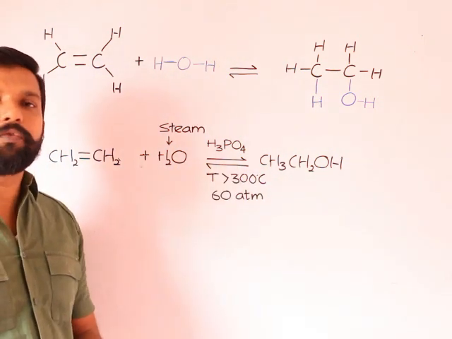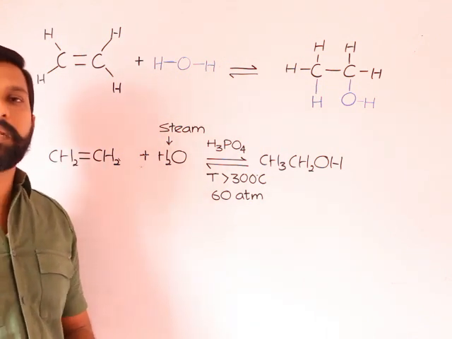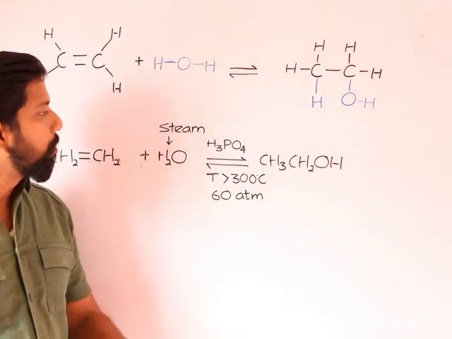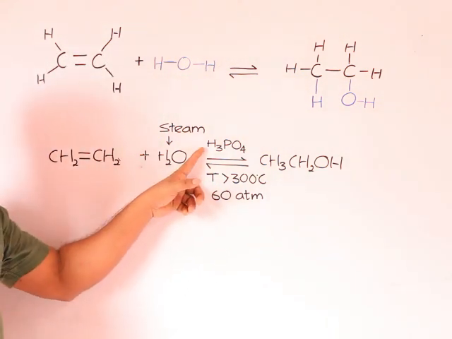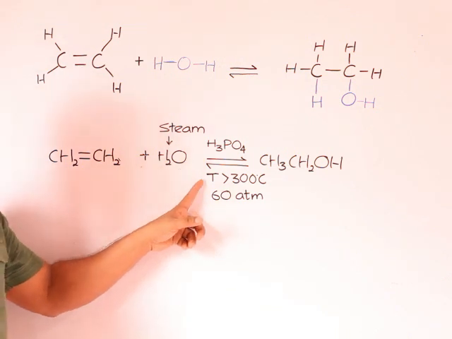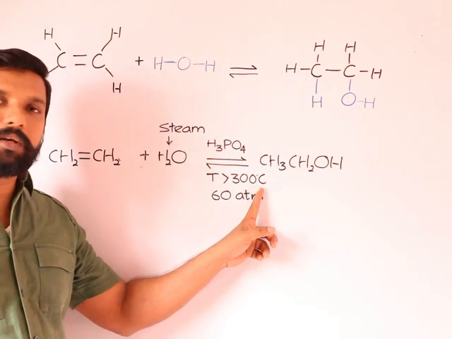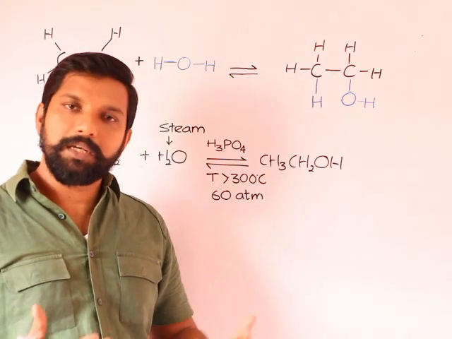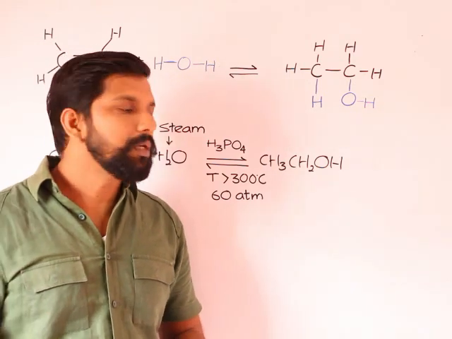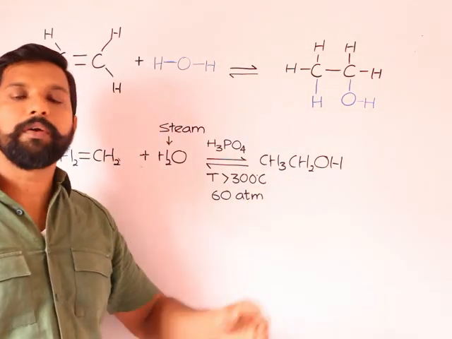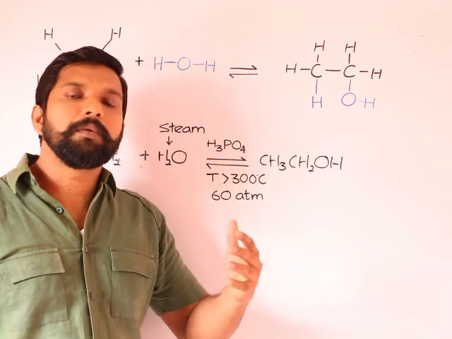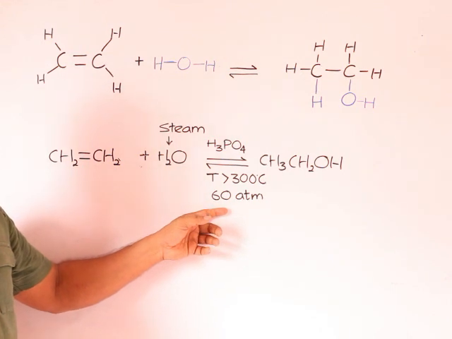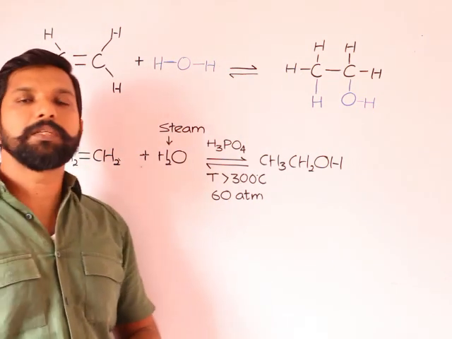There is a set of conditions that you have to maintain for better yield and a faster rate of this reaction. Phosphoric acid as the catalyst. The temperature is above 300 degrees Celsius. Even though different resources give different conditions, especially for temperature, 300 to 500 degrees Celsius is more acceptable. And 60 atmospheric pressure. These are the conditions for hydration.